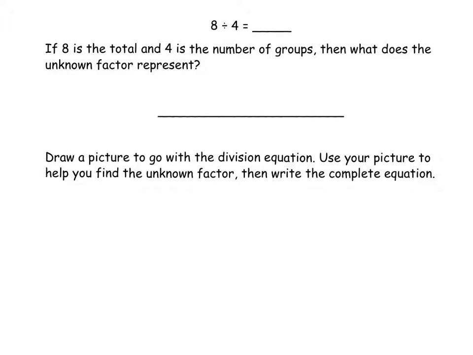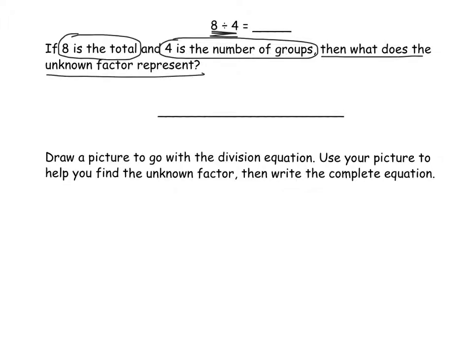So when we work with a division problem, we can think that if 8 is the total and 4 is the number of groups, then what does the unknown factor represent? There's that word, unknown factor. I know that the unknown factor is going to be the size of each group.